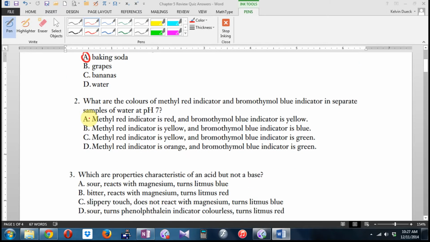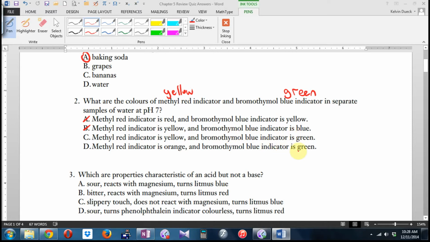Anyways. What are the colors of methyl red indicator and bromothymol blue indicator in separate samples of water at pH 7? First I'll look at methyl red. Methyl red at pH 7 is going to be yellowish, I think. Maybe orangish, but I think yellowish. Let's see. Bromothymol blue. Oh, that's a tricky one. Looking at my yellow sheet, it looks like that's right when it changes from yellow to blue. Now, you may recall in the lab that we did, we actually had bromothymol blue, and there was one of them that was right around a pH of 7 where it actually turned halfway between yellow and blue. It's going to turn green. So this one is wrong and this one is wrong. Bromothymol blue indicator is green.